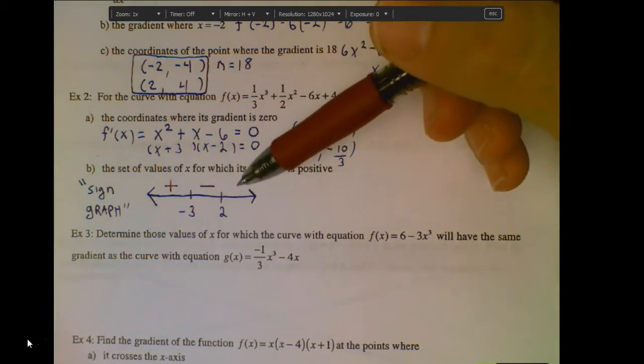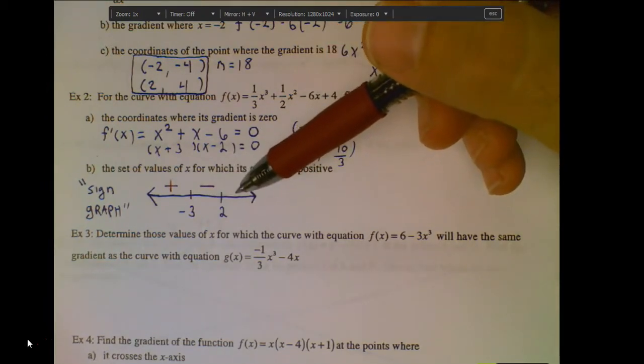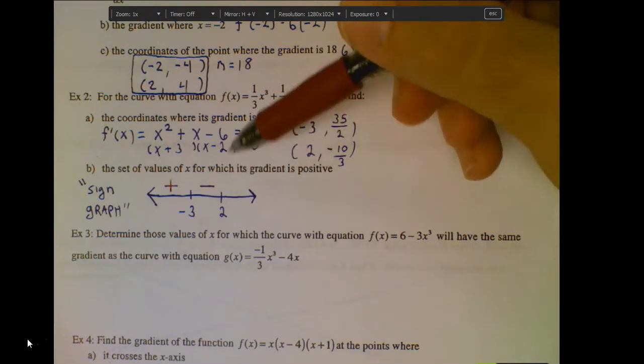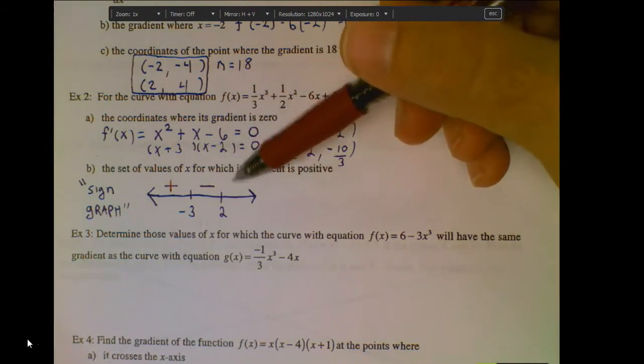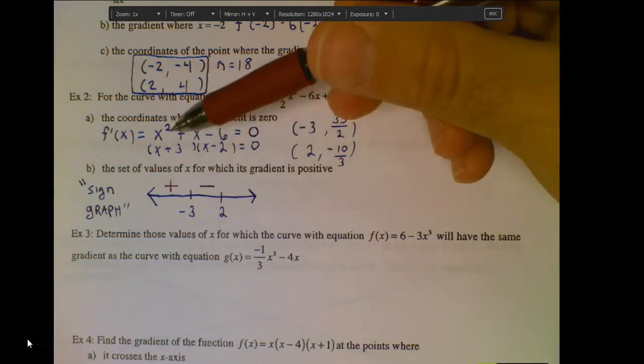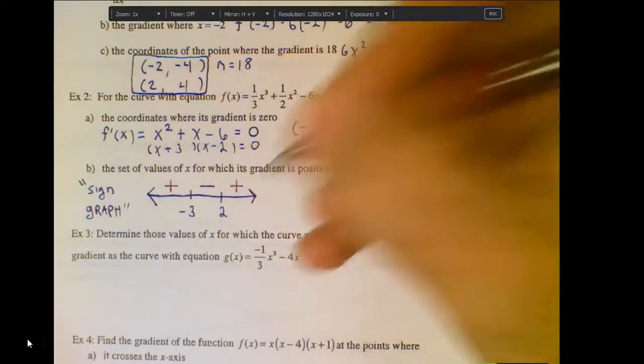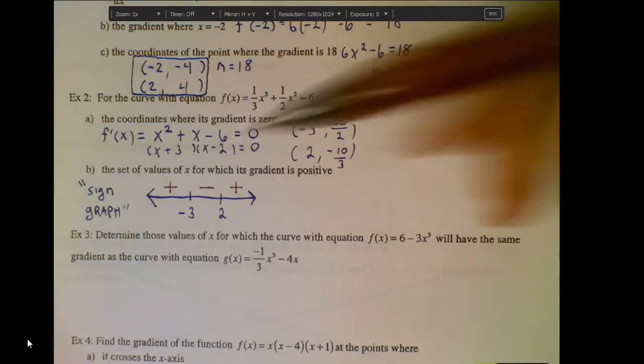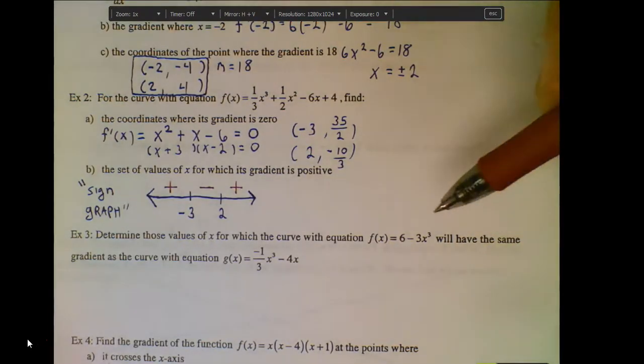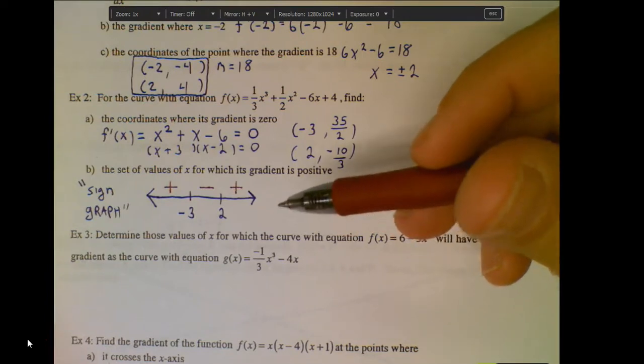And if I test any number in this area, so any number greater than 2, and I plug that into the derivative, and you can just test one, like pick a number like 3, plug it in for x, you're always going to get a positive result or a positive gradient for any of those numbers. So here's what we just discovered.